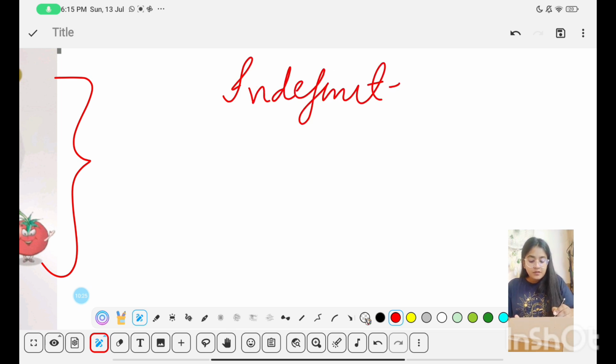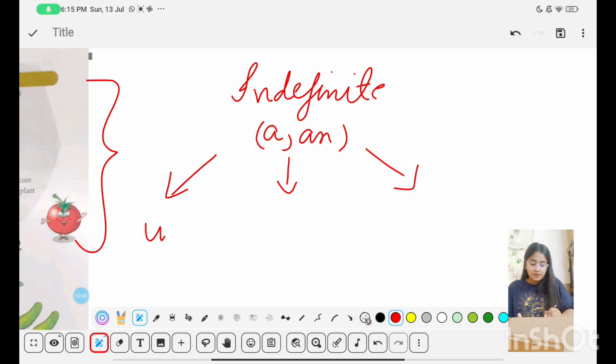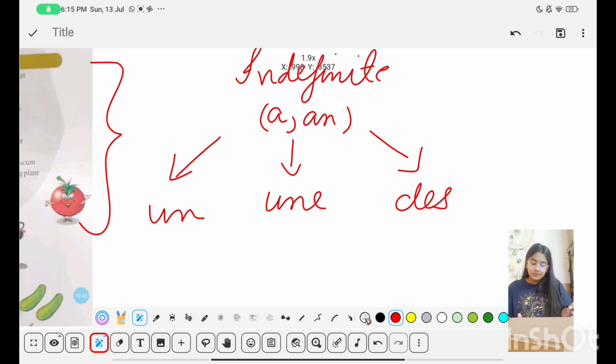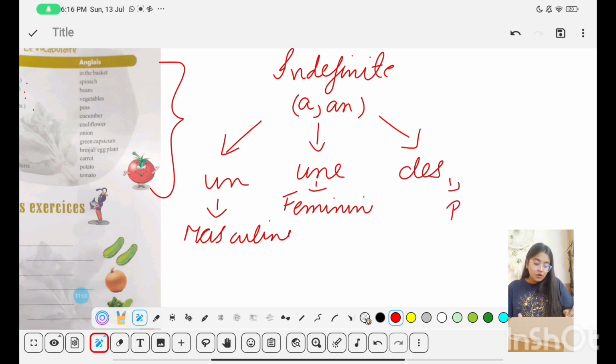Now indefinite article, if in English you see, it is equivalent to a and an. How many kinds of indefinite article do you have in French? You have basically three kinds of indefinite article: un, une, and des. Un is used for objects that are masculine. Une is used for objects that are feminine. And des is used for plural objects.